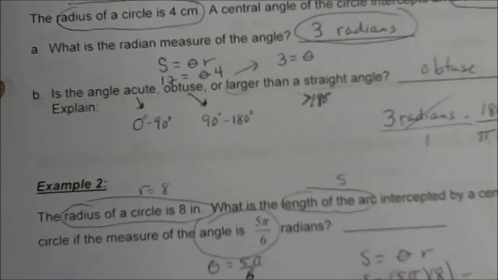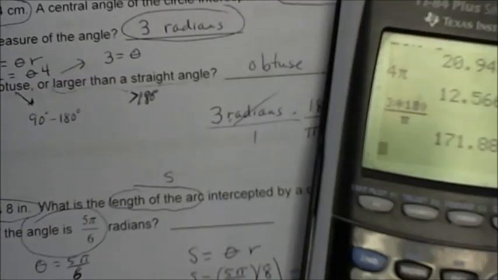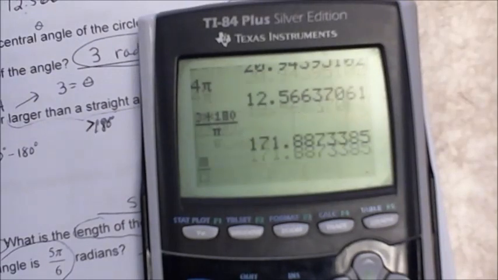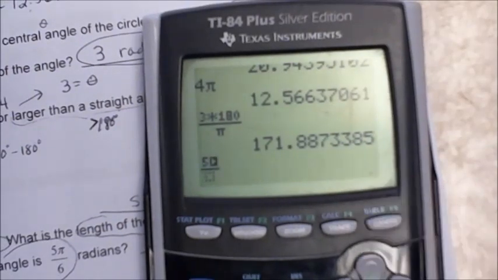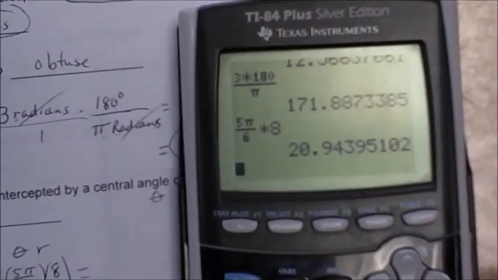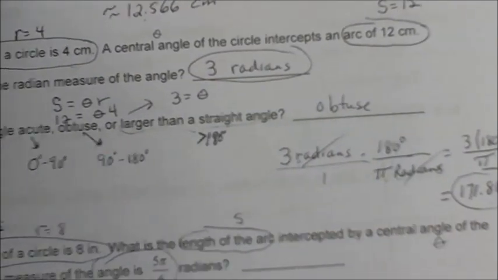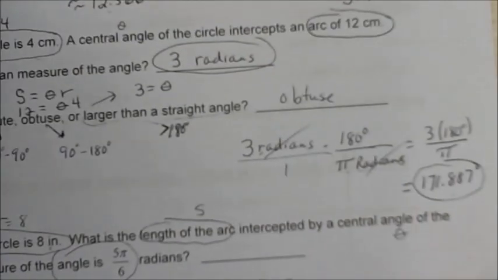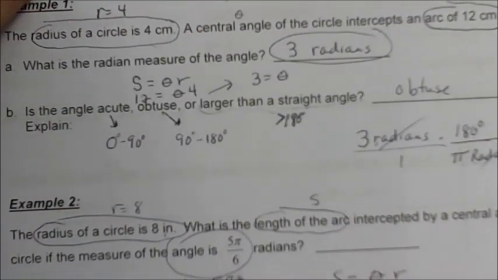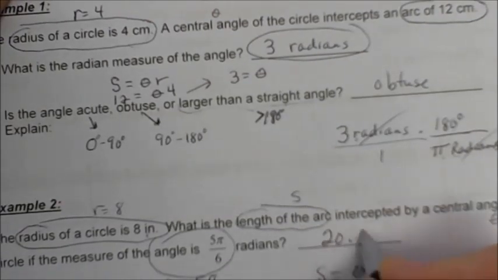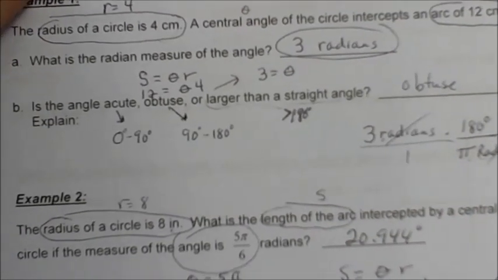So we can just ask our calculator, what is 5 times pi over 6 times 8? So I'll use my fraction button again. 5 times pi over 6 times 8. And it looks like it's 20.944, about. And what are our units? Our units are in inches. And it doesn't ask us to round in any particular way, so I'll just put 20.944. I don't think it says rounding it.